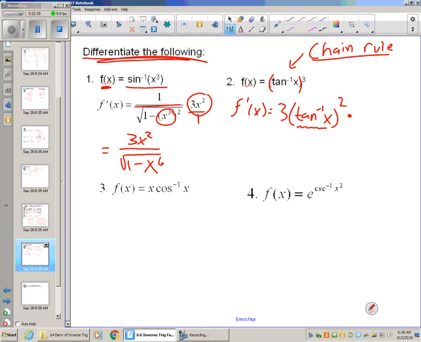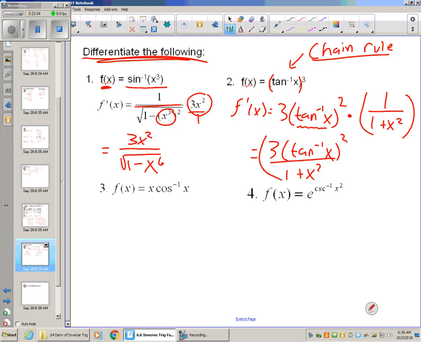Okay, so the derivative of tan inverse of x. We're looking back at our chart there. The derivative of that, and just something you have to memorize, is 1 over 1 plus x squared. And that's it. I mean, if you want to multiply across, that's totally fine. I mean, 3 tan inverse x squared over 1 plus x squared. Sure.